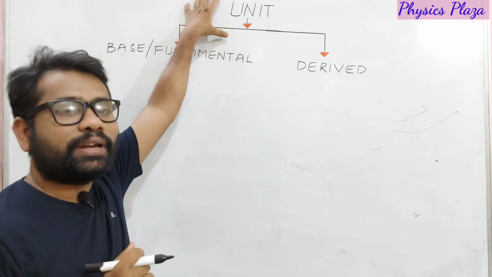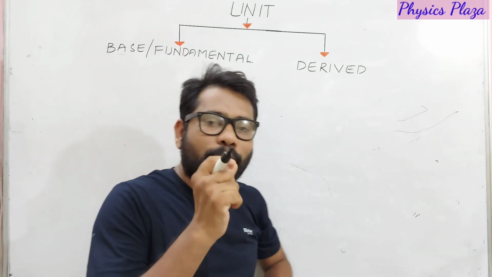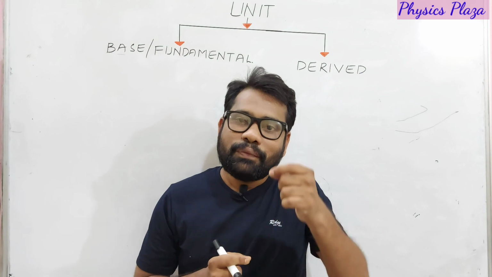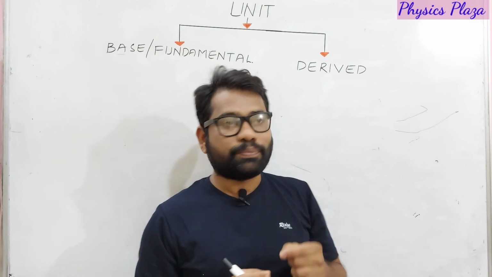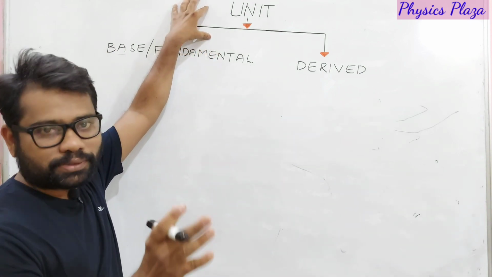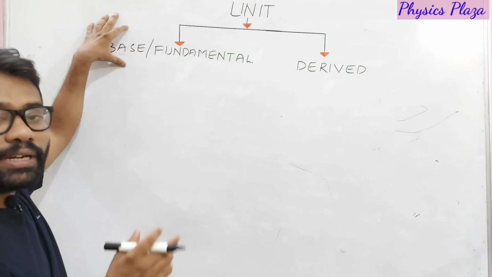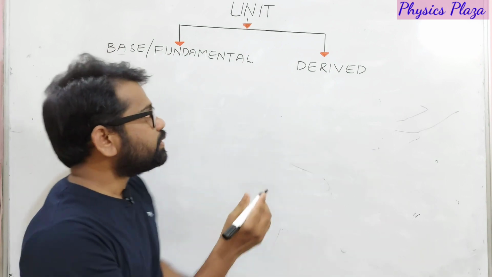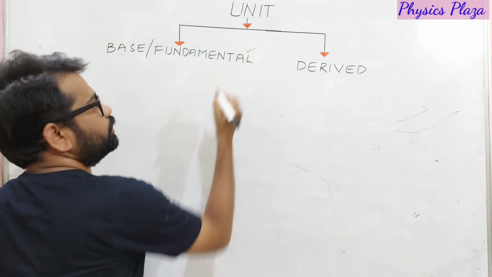Children, what is a unit? A unit is a known standard quantity which is used to measure the physical quantity of the same nature. So mainly here we will have two types of units: base units, also called fundamental units, and derived units. First let us see what are fundamental units.